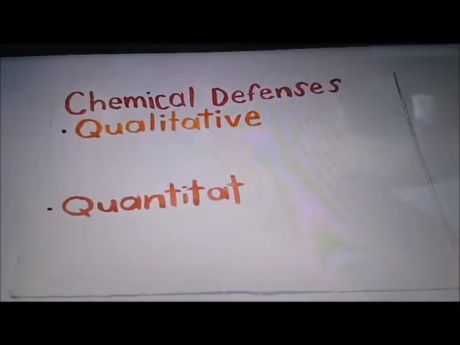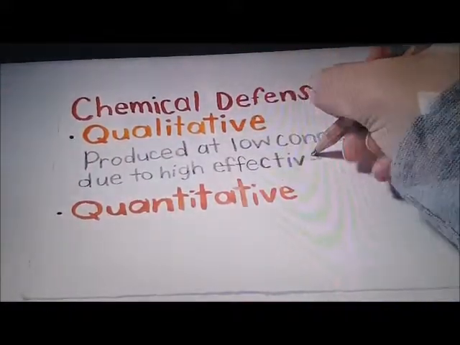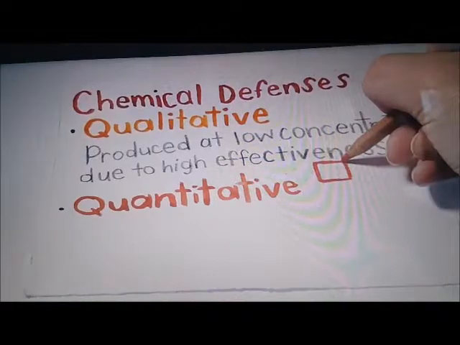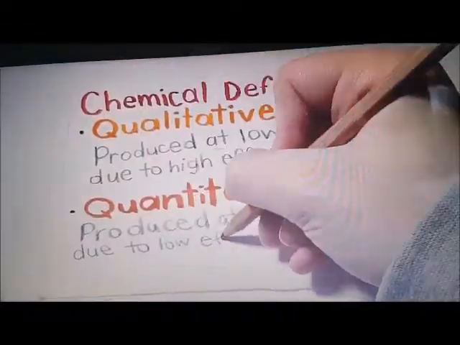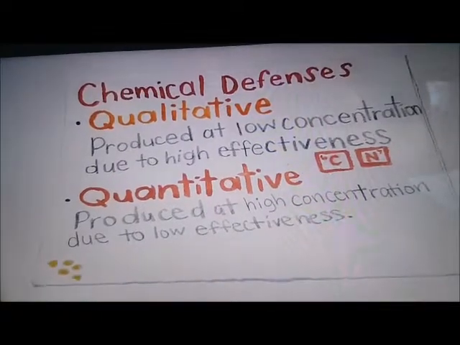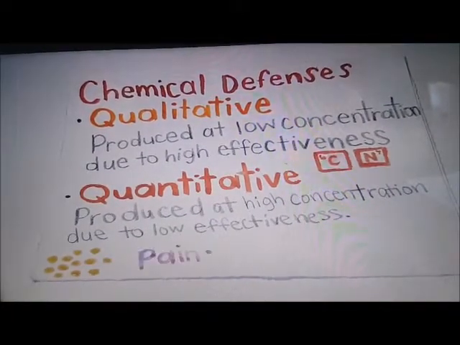Chemical defenses include qualitative and quantitative defenses. Qualitative defenses are produced at a low concentration due to high effectiveness. An example of this would be plants that produce cyanide, a fast-acting, potentially deadly chemical. Quantitative defenses are effective but require larger doses. As a result, these are mass-produced and rarely recycled. The plants that use this technique usually cause mild pain, inflammation, and swelling of the mouth.